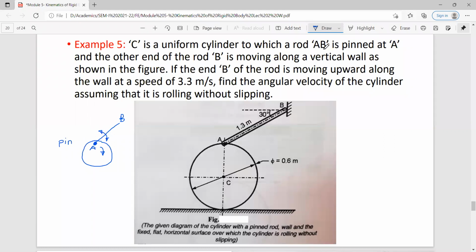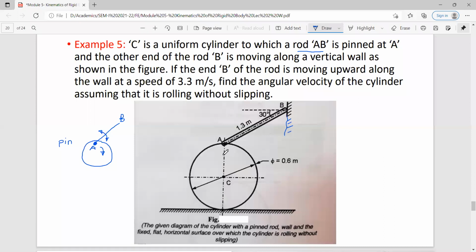So it is mentioned here that rod AB is pinned at point A, and the other end of the rod B is moving along a vertical wall as shown in the figure. So this point B is just resting on this vertical wall. It is a vertical wall here, and the point B is just resting on it.